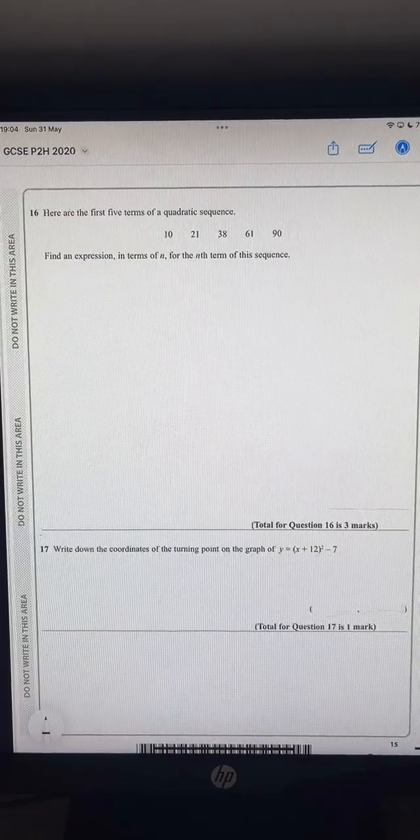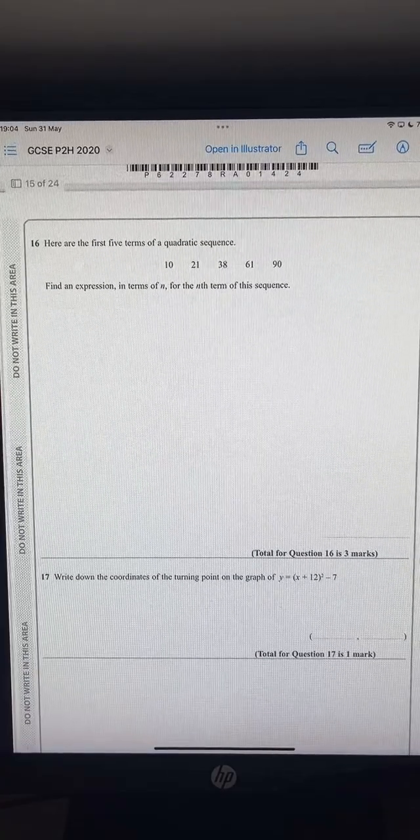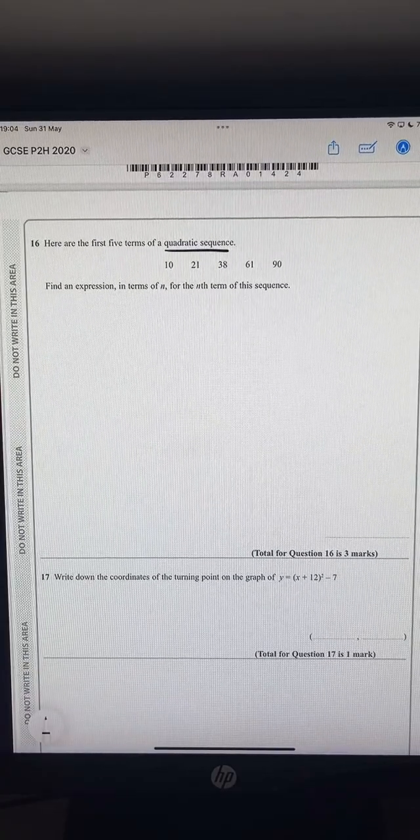Okay. Question 16. Here are the first 5 terms of a quadratic sequence. So it's not a linear sequence.